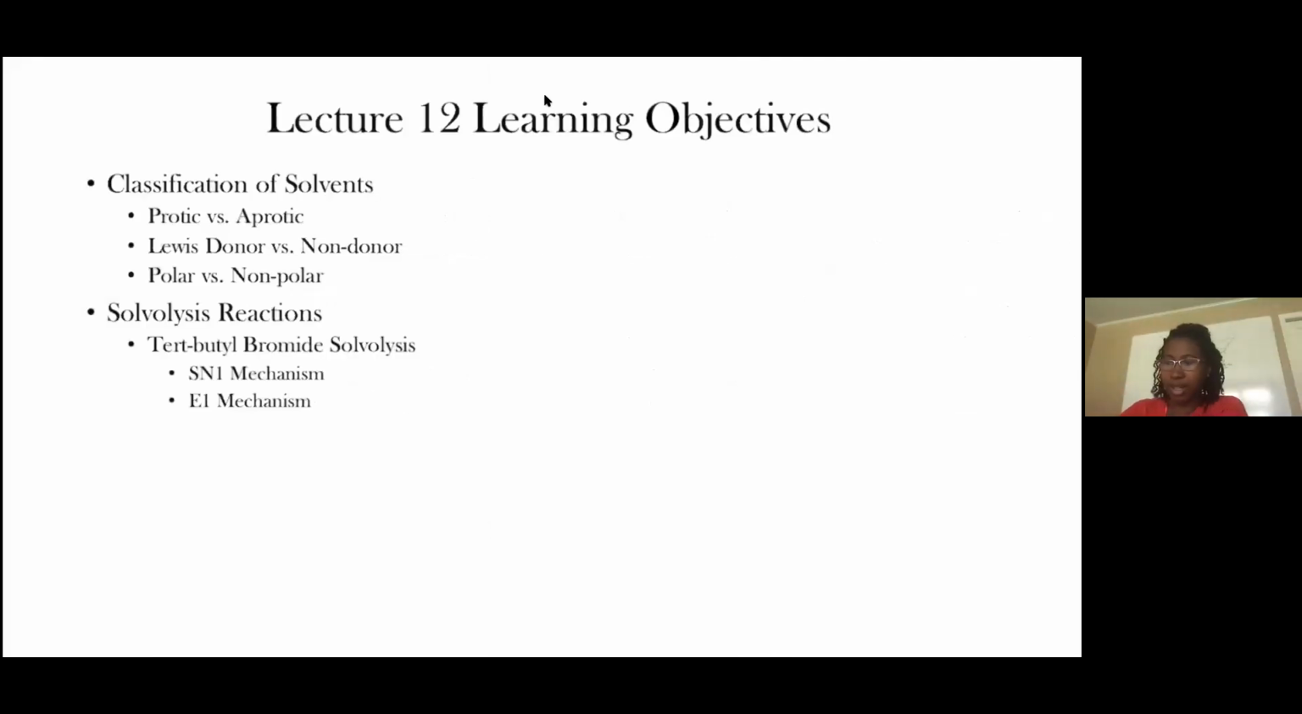Our learning objectives for this lecture: first, we're going to talk about the classifications of different solvents. As you can see, we have 3 different groups to talk about. And then lastly, we're going to talk about solvolysis reactions and have a few examples.